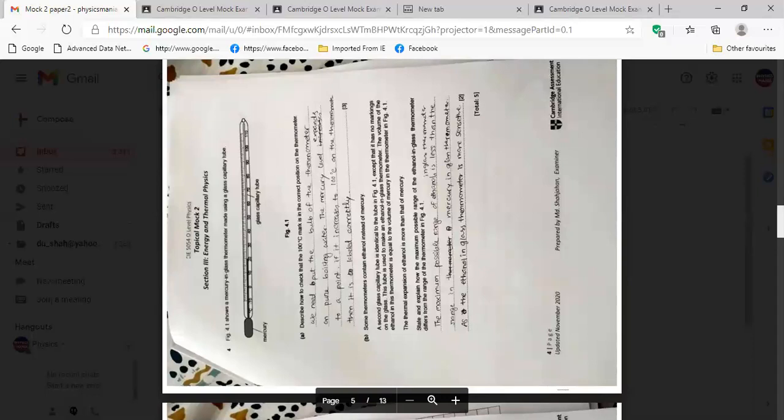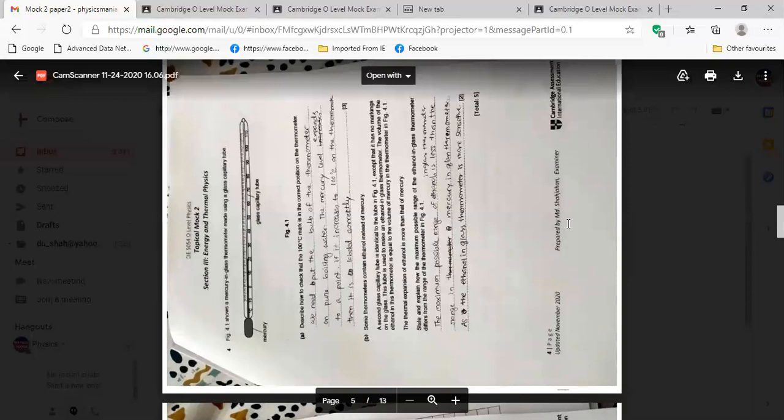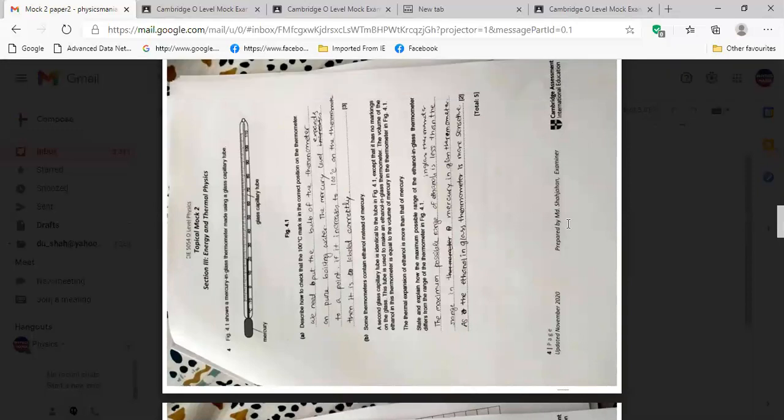Maximum possible range of ethanol in a glass thermometer is less than the mercury one, so the range is decreased, right? Yes, sir. The ethanol thread reaches the end at a lower temperature.